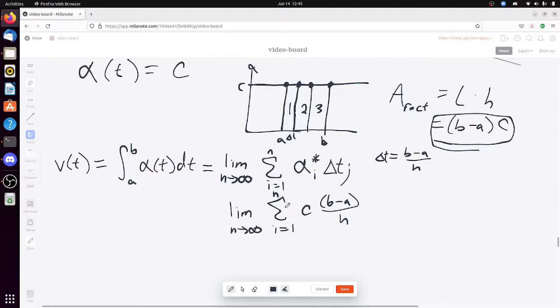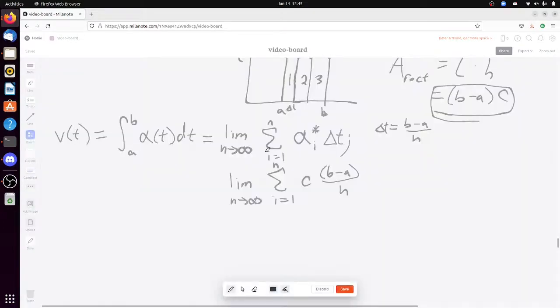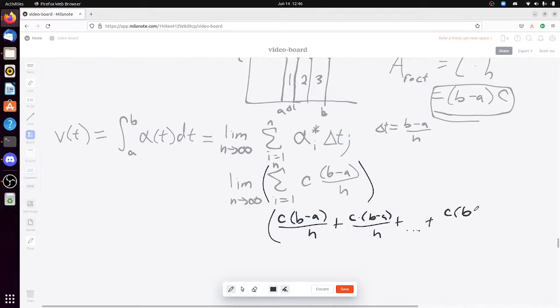Okay, so what's this? In order to really understand it, I think it might be helpful to write out a couple terms. Remember this whole thing is really just a sum with n terms in it. So let's start writing out some of the terms. The first term, c times b minus a over n. Second term, c times b minus a over n. Third term, same thing. The last term is, you guessed it, c times b minus a over n.